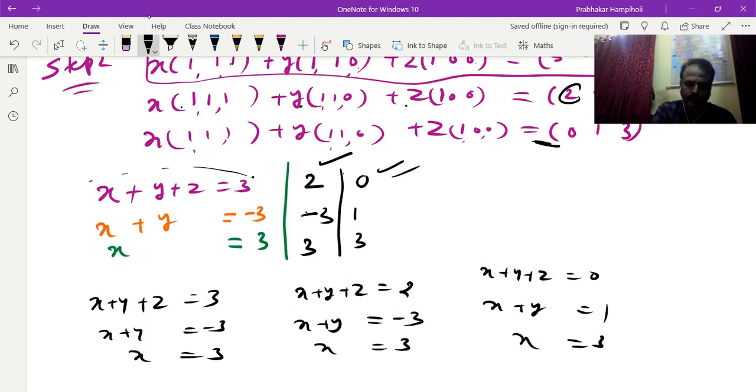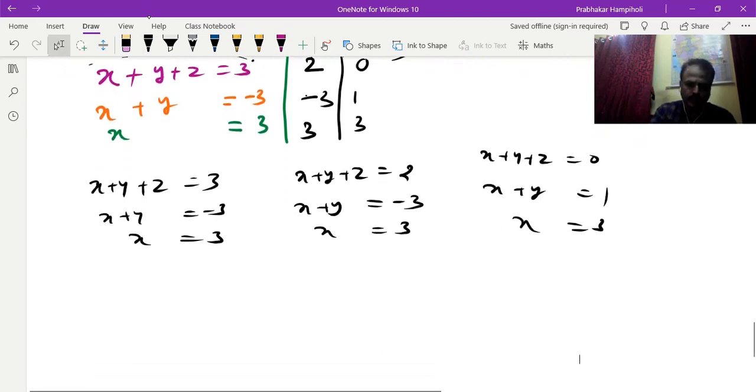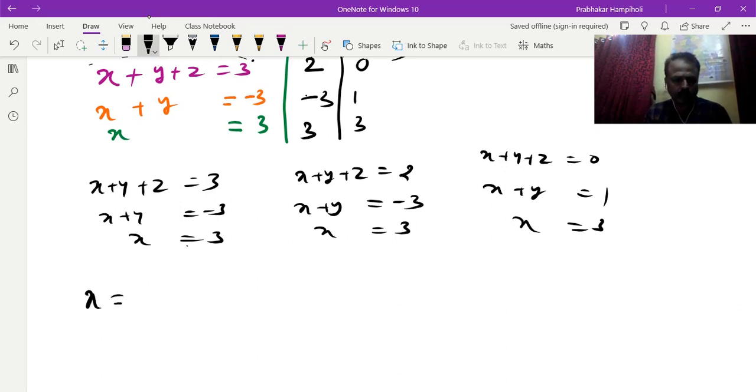Now, three sets of equations, in each we have got x, y, z. The first set gives you x equal to 3, then you put here the y value, y equal to minus 6, and z equal to whatever you get. So, x equal to 3, you put x equal to 3 here, you transfer this side, y equal to minus 6. And you put here y equal to minus 6 and x equal to 3. So, minus 3 remains, if you transfer here, z becomes 6.